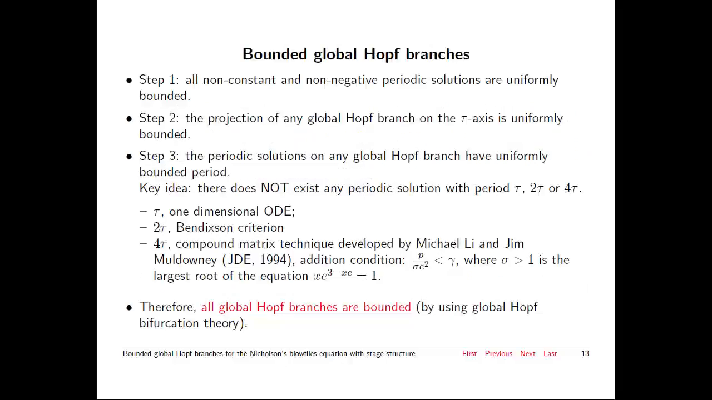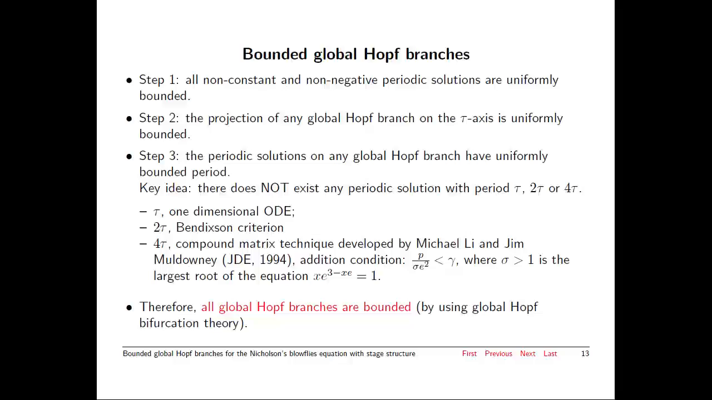By using the global Hopf bifurcation theory developed by Professor Jianhong Wu, one of our collaborators, we find that all global Hopf branches are bounded. To prove this result, it is divided into 3 steps. We first prove all non-constant and non-negative periodic solutions are bounded. Second, we prove the time delays on any global Hopf branch are bounded. And finally, we prove the periods of periodic solutions on any global Hopf branch are bounded.